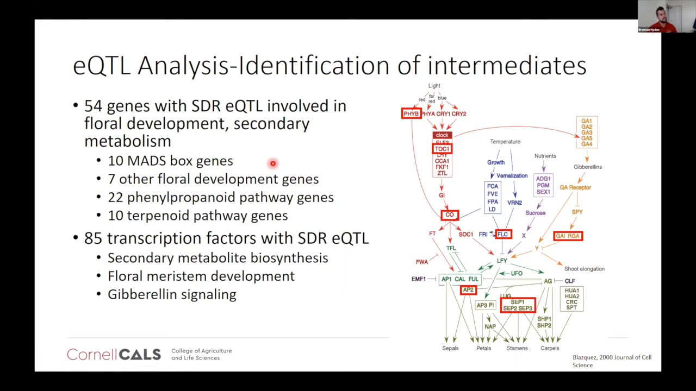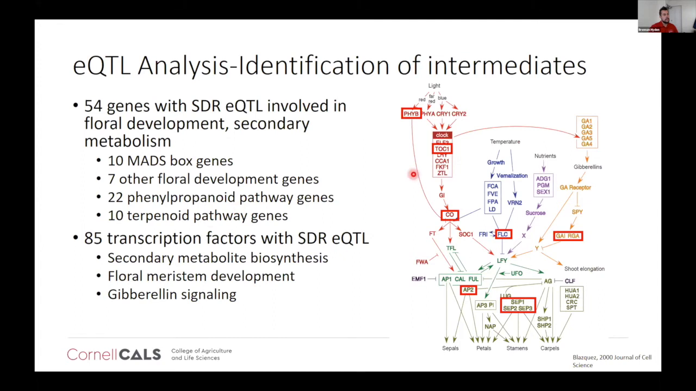And that's because these are the two primary sex dimorphic traits that you can observe. If you look at the floral tissue, they obviously have very different morphologies, and their secondary metabolite profile, the terpenes and the phenylpropanoid pathway genes or compounds, are very different. So we found multiple MADS box and floral development genes that were differentially expressed and associated with the SDR, as well as many phenylpropanoid and terpenoid pathway genes.